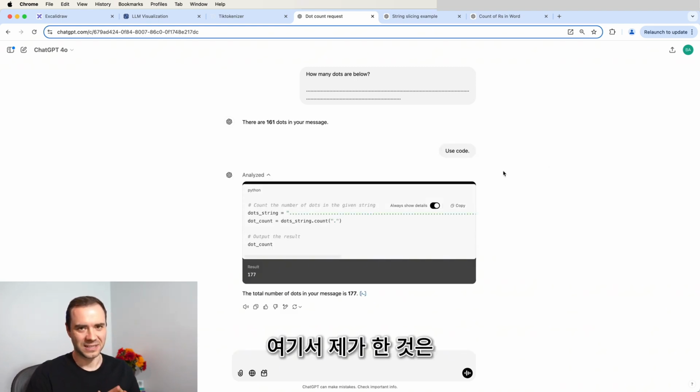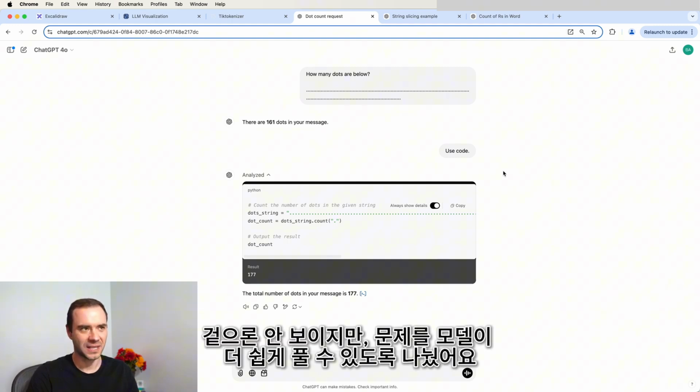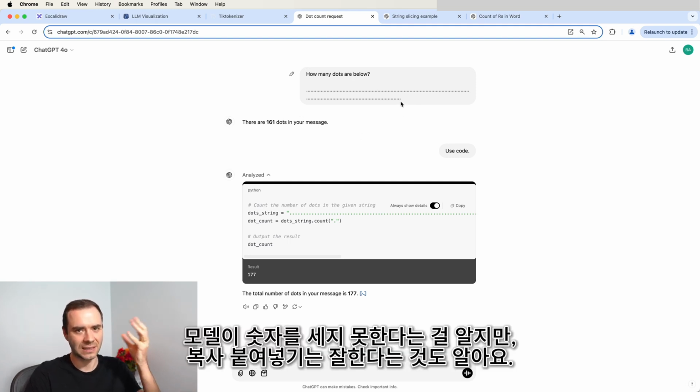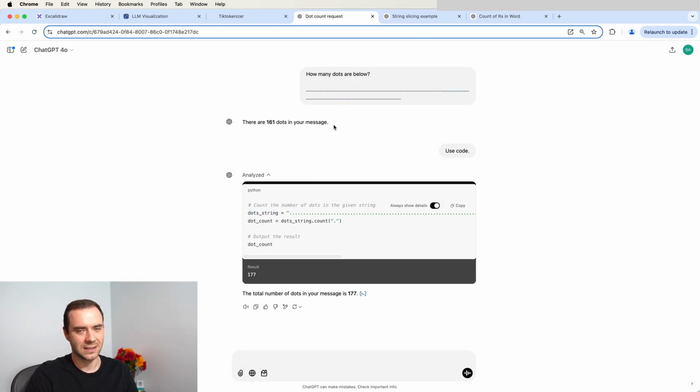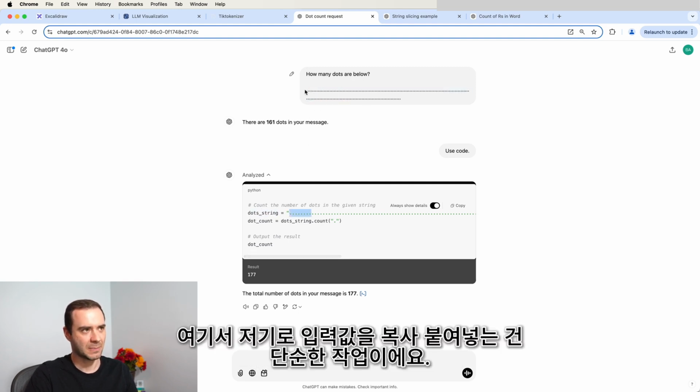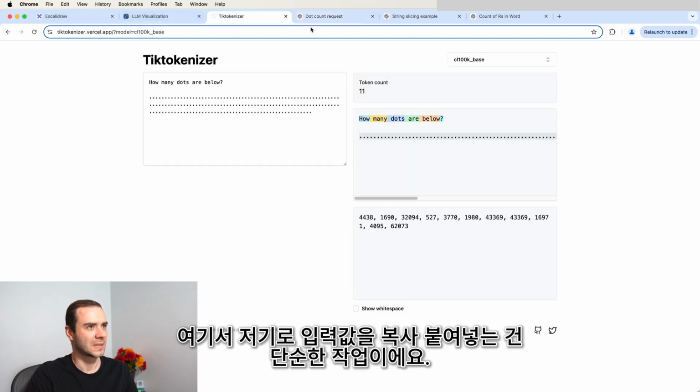What happens here is, it doesn't look like it, but I've broken down the problem into problems that are easier for the model. I know that the model can't count. It can't do mental counting. But I know that the model is actually pretty good at copy pasting. So when I say use code, it creates a string in Python for this.